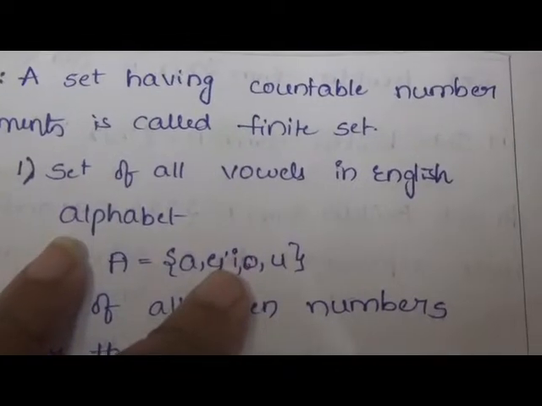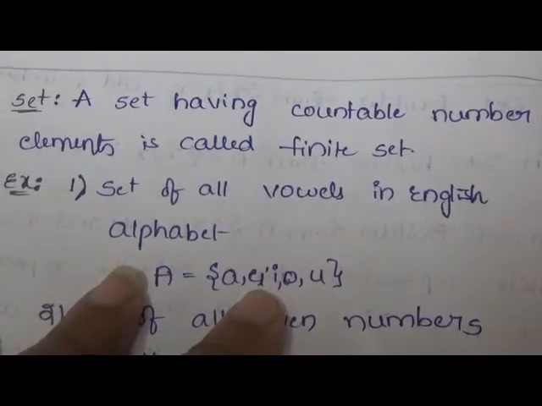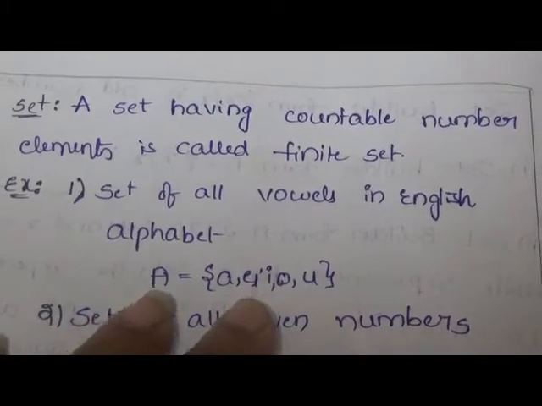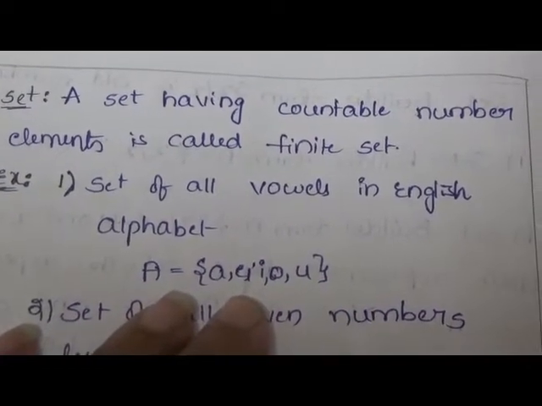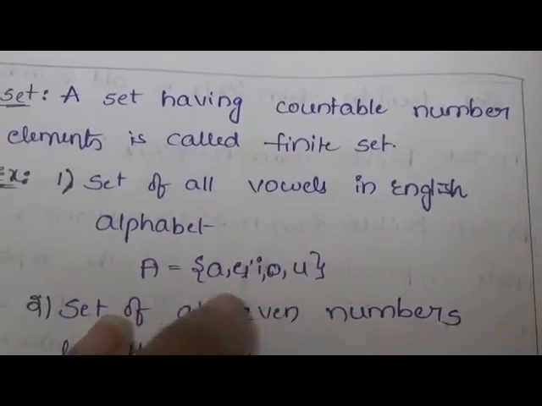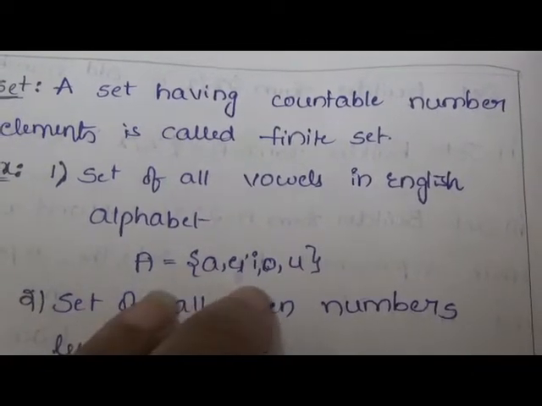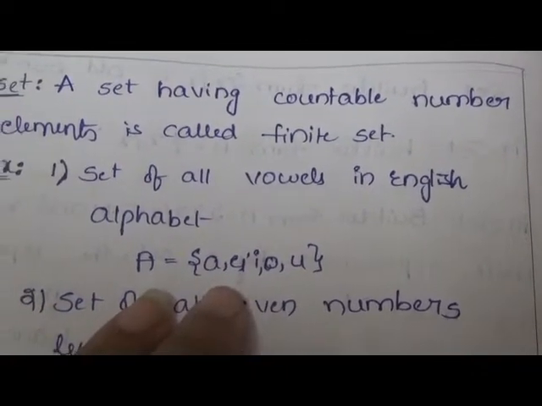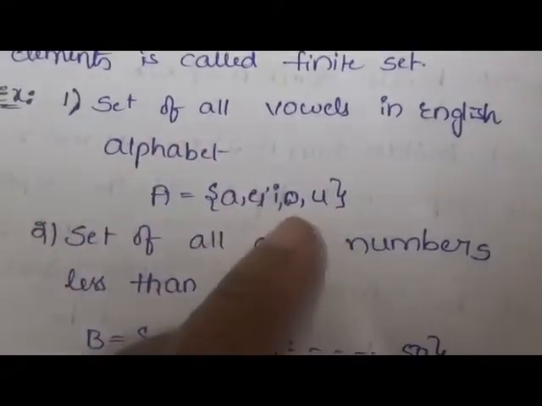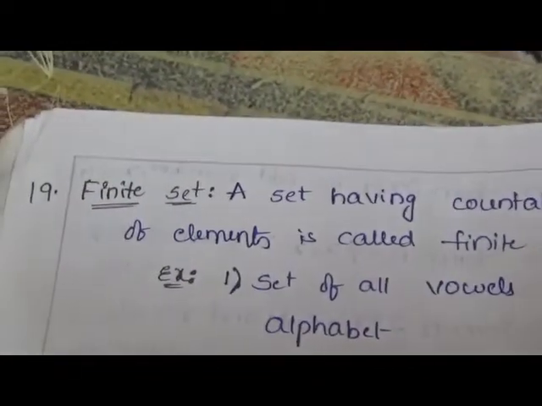Example: the set of all vowels in the alphabet. We all know the vowels in the English alphabet, that is A, E, I, O, U, right? That is A is equal to the vowels of the English alphabet, that is A, E, I, O, U. These are the elements present in the set A. How many elements are present in this set? Only 5, right? We can count them. If we can count, that kind of set is called a finite set.